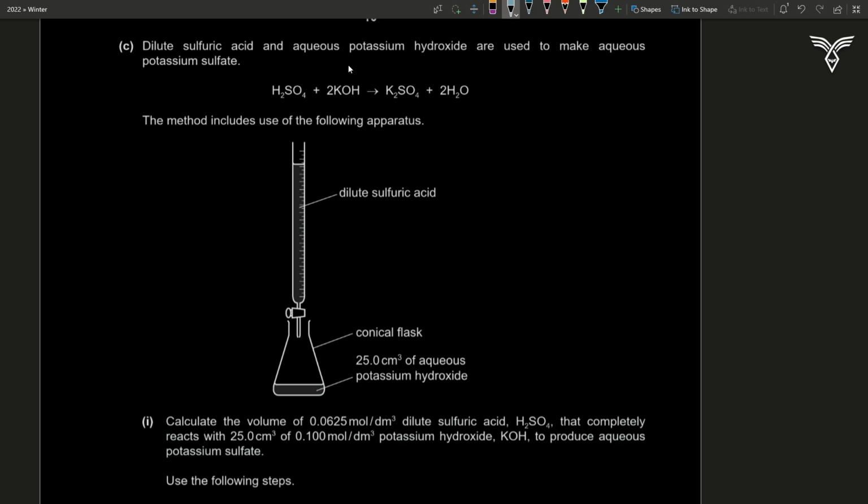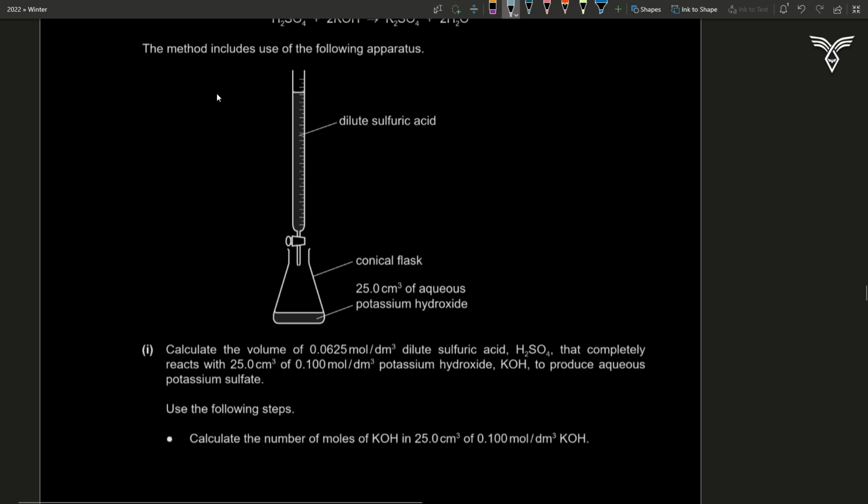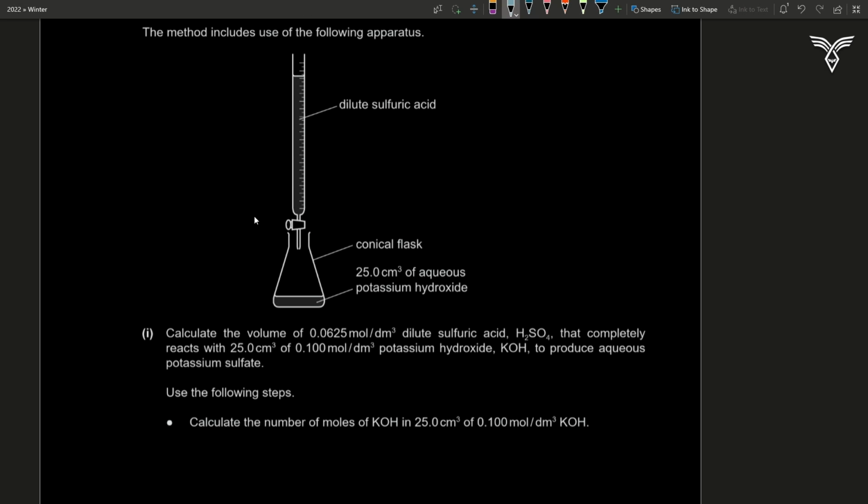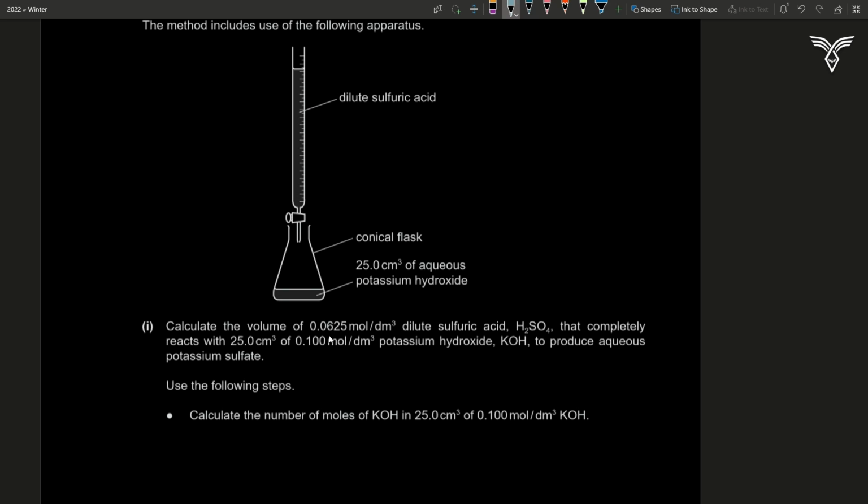Part C. Dilute sulfuric acid and aqueous potassium hydroxide are used to make aqueous potassium sulfate. This method includes use of the following apparatus. ماشي حلو apparatus جميل وزي الفل. Calculate the volume of 0.0625 mole per decimeter cubed dilute sulfuric acid that completely reacts with 25 centimeters cubed of 0.1 mole per decimeter cubed potassium hydroxide to produce aqueous potassium sulfate. هو مديك concentration ومديك concentration تانية ومديك volume 1 ومش مديك volume 2. هات لي بقى volume يا معلم.